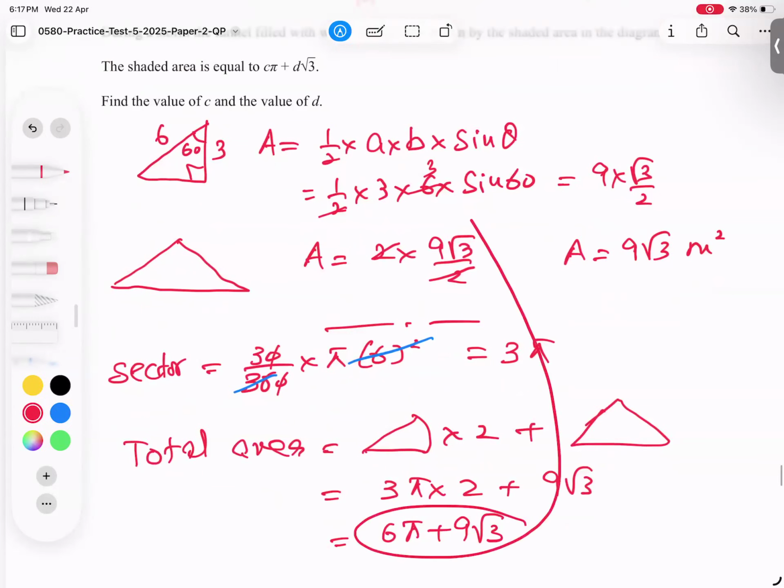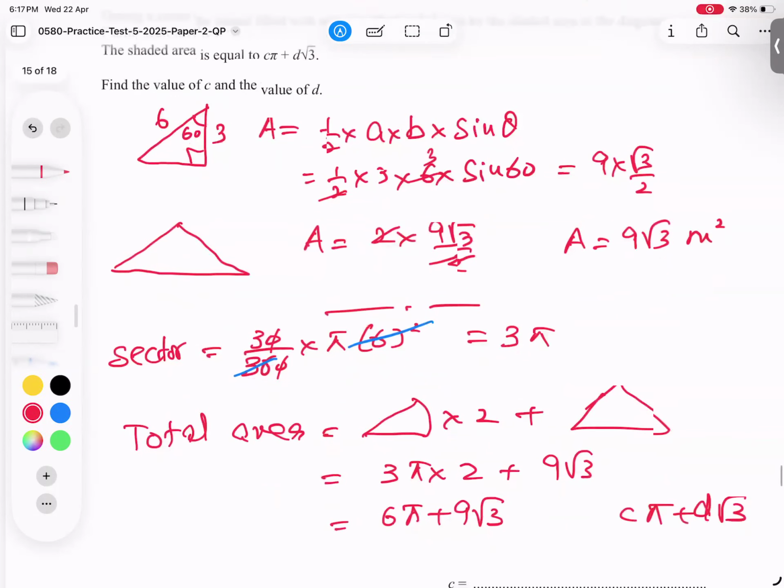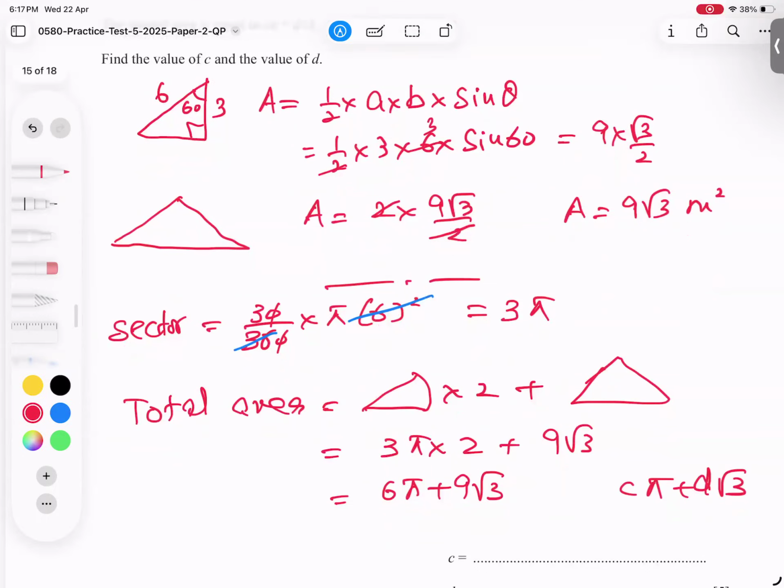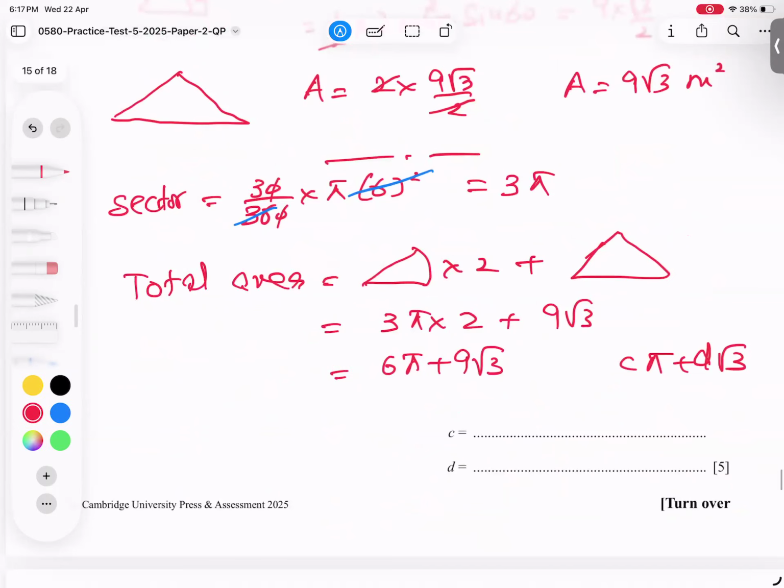If I compare with the top equation, which I'm writing now, 6 pi plus D root 3, so I can tell you easily, and he was asking, what is C value? C value is 6 and D value is 9. I hope the point of this idea is very, very clear.